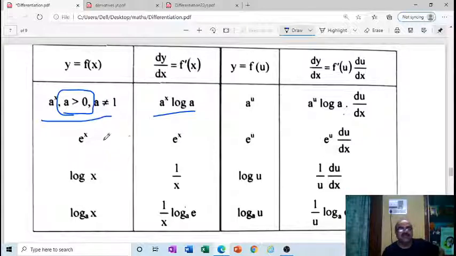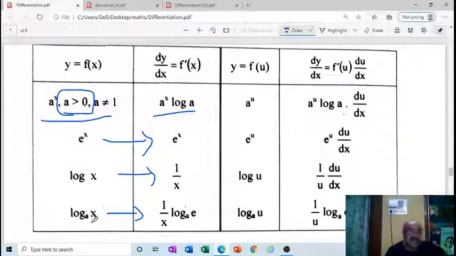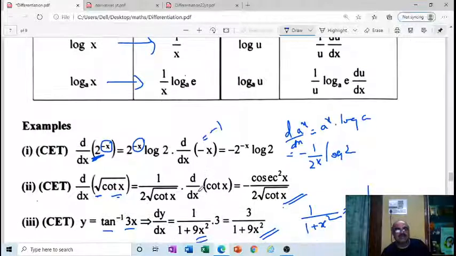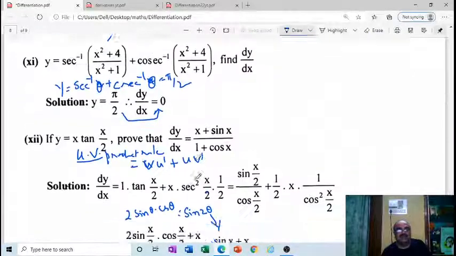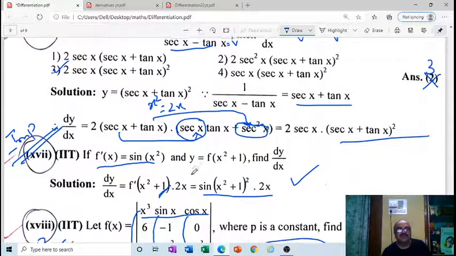Differentiation of e power x is e power x. Differentiation of log x is 1 by x. Differentiation of log x to base a is this: log e to base e will become 1. Log x to base a is 1 by x into log e to base e. These are all some of the important problems that we need to consider.